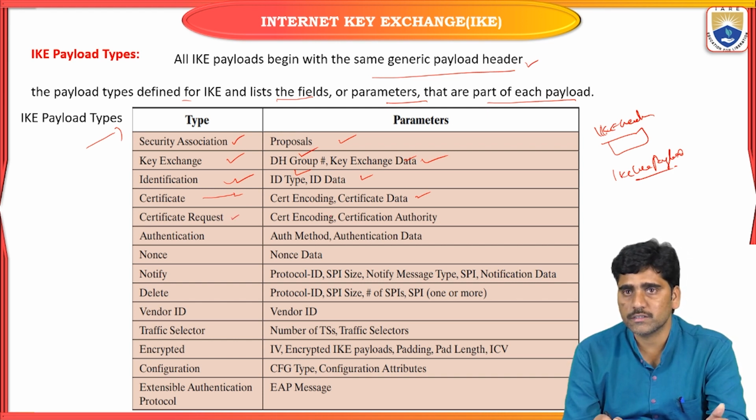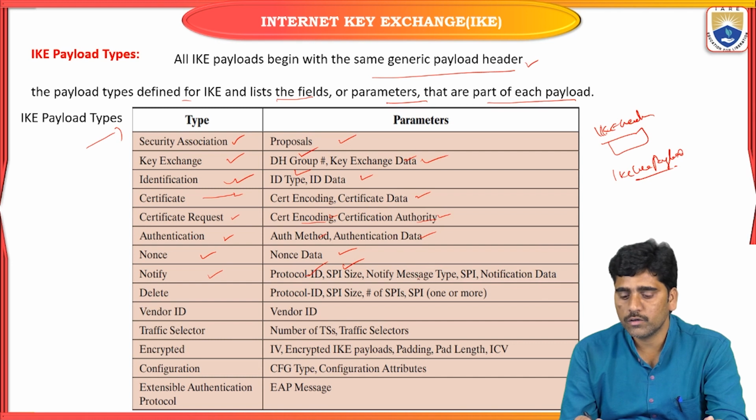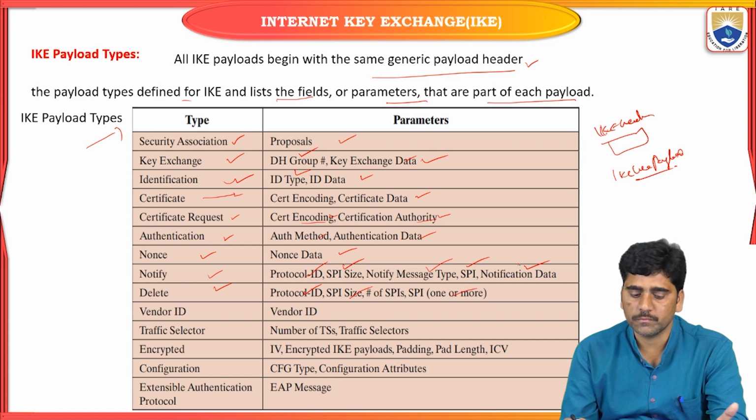Next, certificate request, with certificate encoding and certification authority as parameters. Next, authentication, with authentication method as well as authentication data. And nonce, with nonce data. Notify, with protocol ID, security parameter index size, notify message type, SPI, as well as notification data. And delete, with protocol ID, SPI size, that is the security parameter index size, as well as one or more SPIs.